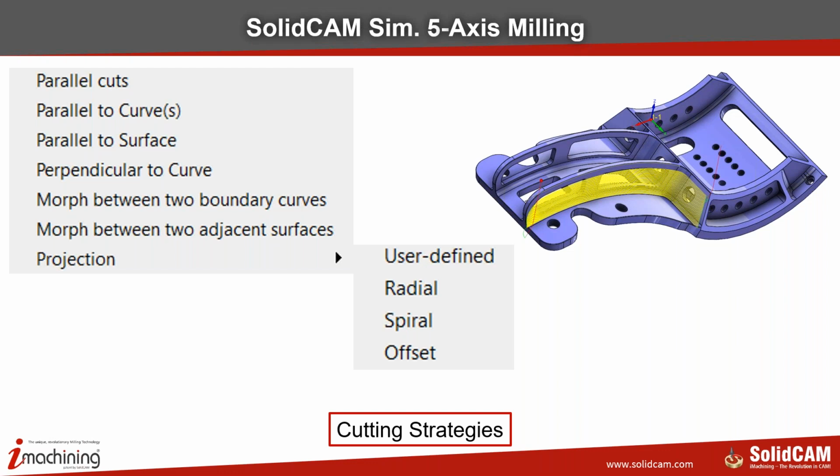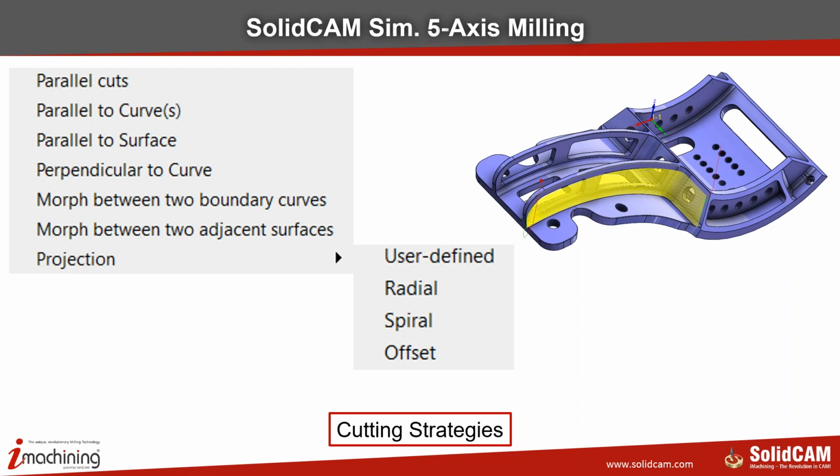The first component is the strategies. We have many strategies: parallel cuts, which is basically constant Z, parallel to X, parallel to Y. Then we have parallel to curves, parallel to surface, perpendicular to a curve, morph between 2 curves, morph between 2 adjacent surfaces, projection, basically for engraving in 5-axis, and user defined. You can do radial, spiral projection, and offset projection. So these are the main cutting strategies inside the generic 5-axis function. One component is the cutting strategy itself.